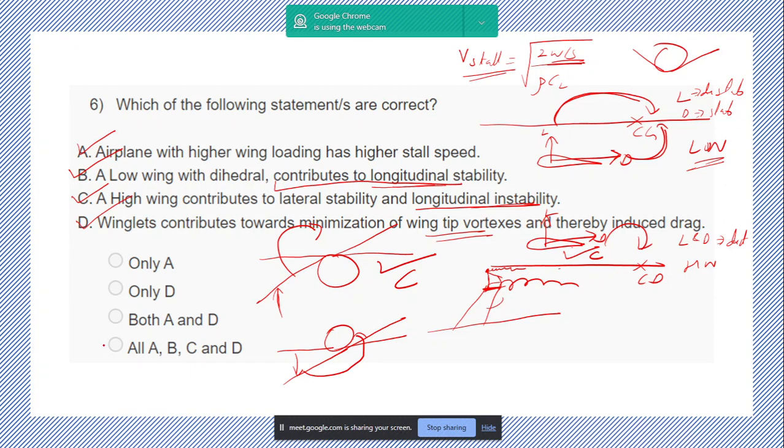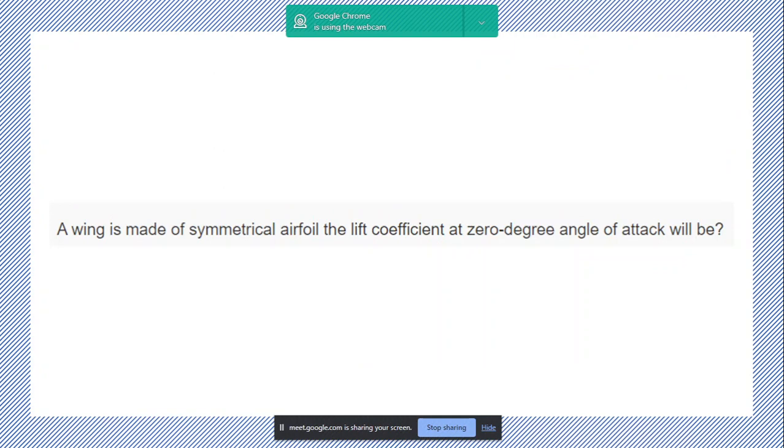So the final answer, all A, B, C, D are true. Okay, let's go to the next question. A wing is made of symmetrical airfoil. Lift coefficient at 0 degree angle of attack will be, we just discussed this, exactly 0. So this is your lift curve slope, CL versus alpha, 0 degree, it is 0. So 0 is the answer.